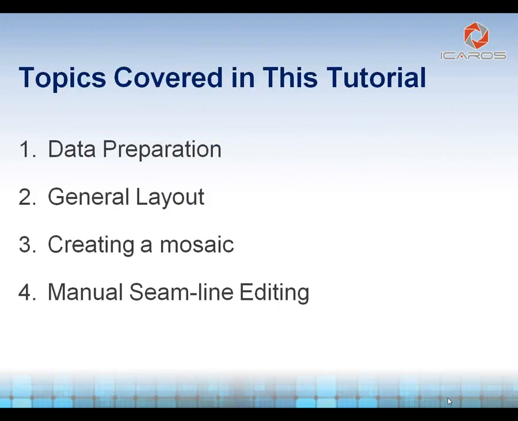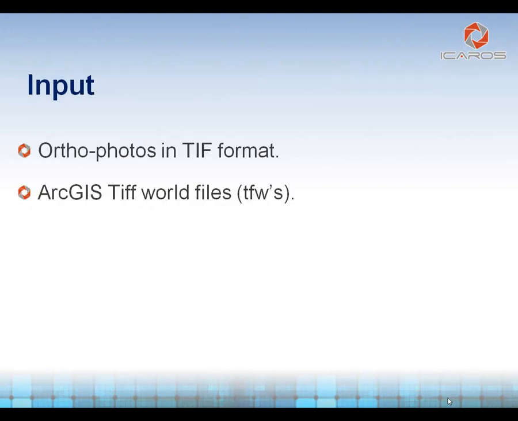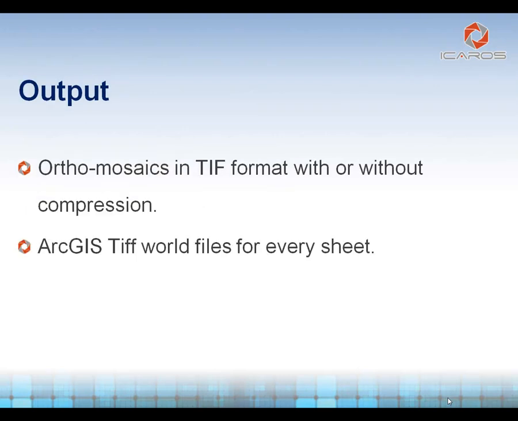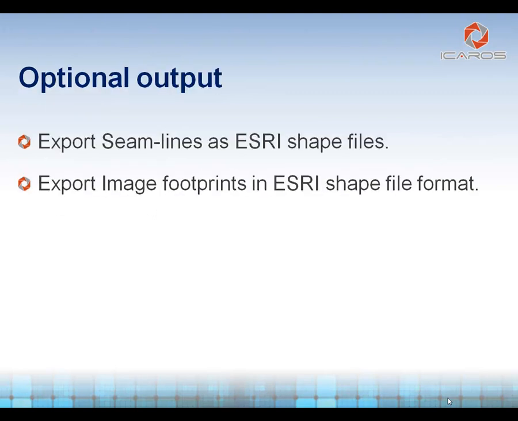The topics I'll cover in this tutorial will be data preparation, general layout, creating a mosaic, and manual seamline editing. The input must consist of orthophotos in TIFF format and ArcGIS TIFF World files. The program's output includes orthomosaics in TIFF format with or without compression and a TFW for each sheet. If needed, you can also export the seam lines and image footprints as ESRI shapefiles.